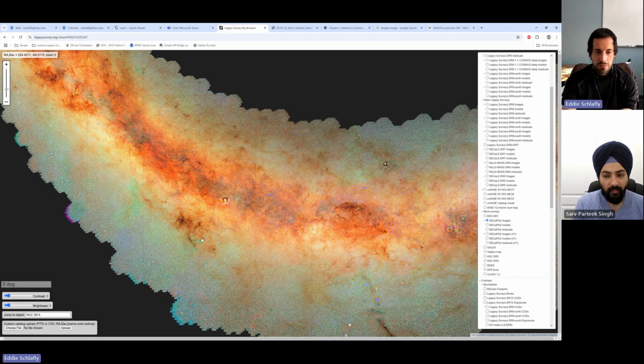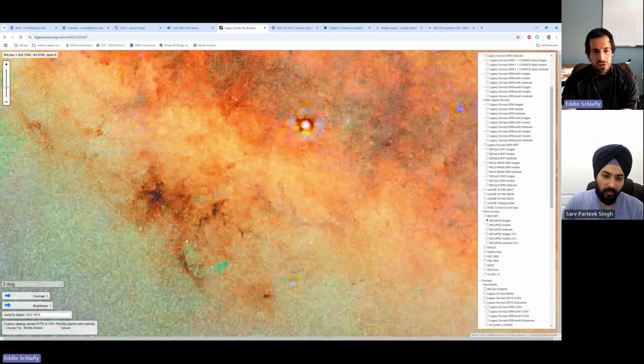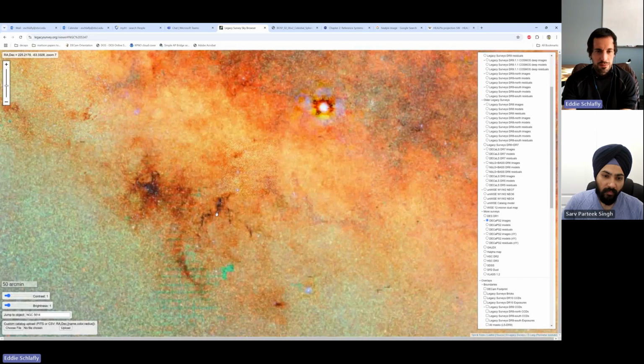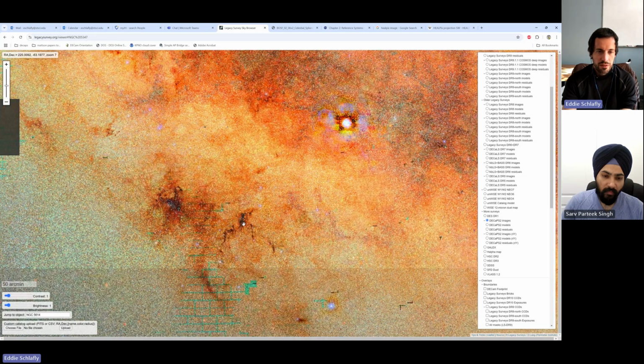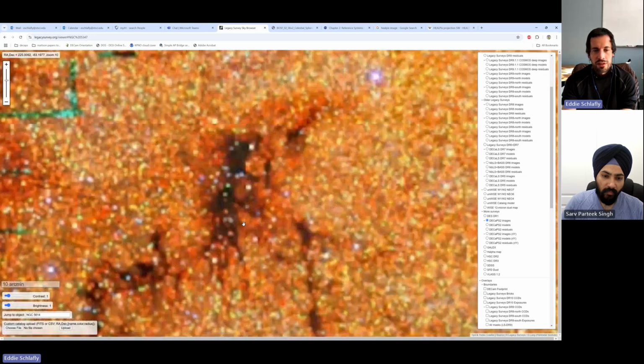Another way that you can map dust is by looking at stars and measuring their colors, and where you see lots of red faint stars, those are locations where there's lots of dust blocking the light from the stars.